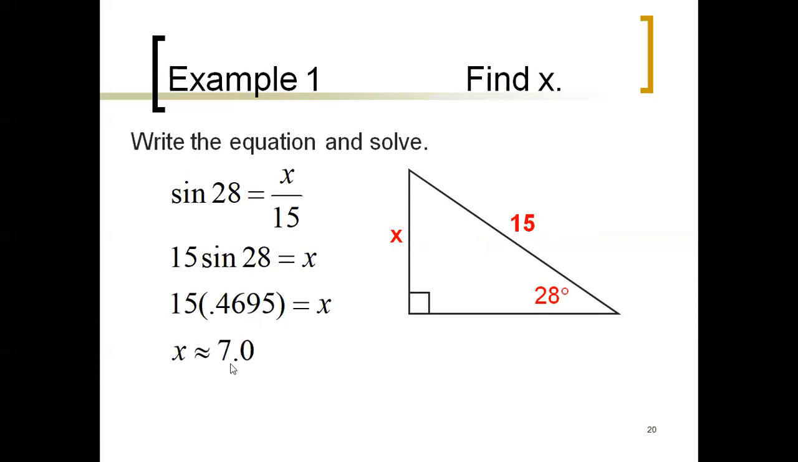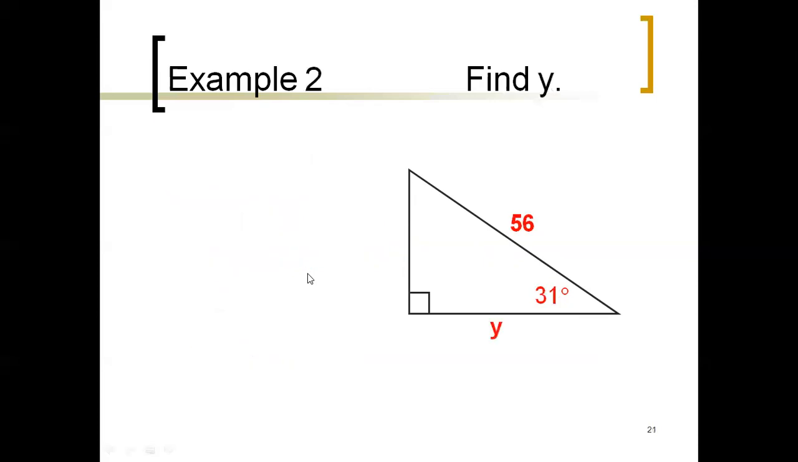X therefore is approximately 7. So the value of your x in this right triangle is 7. Another example. So the same case, we need to identify the given.